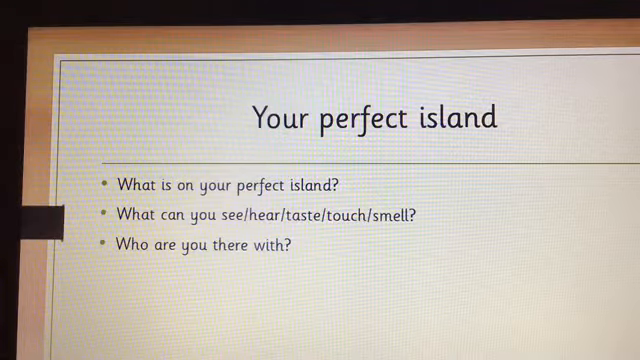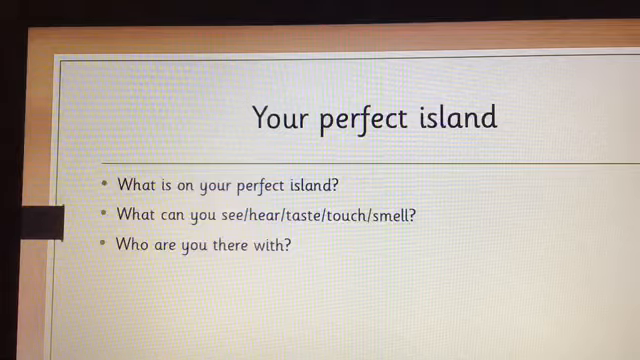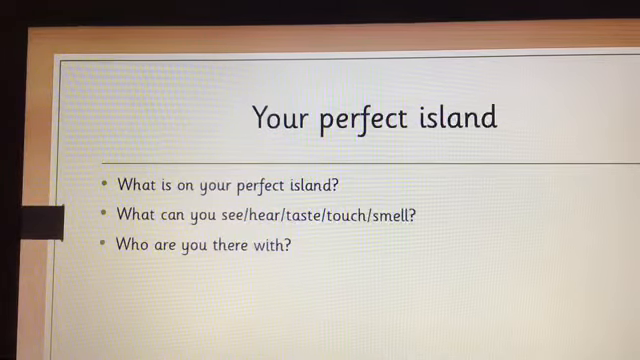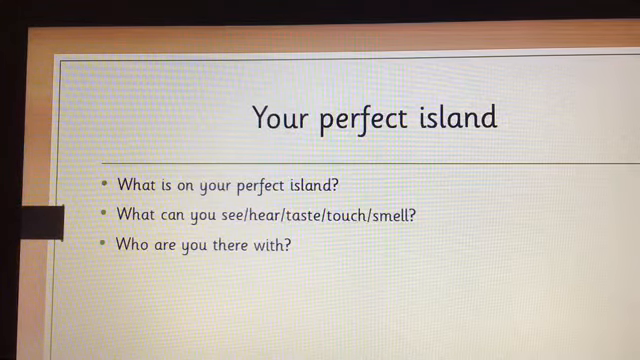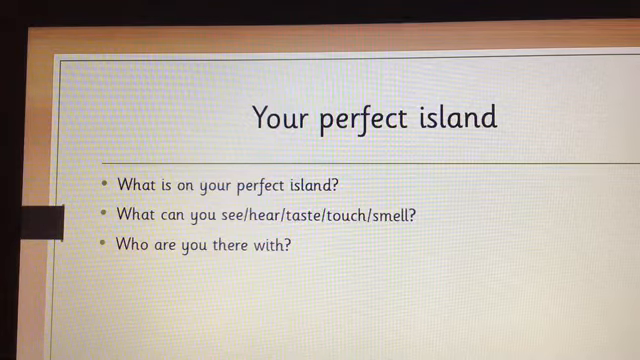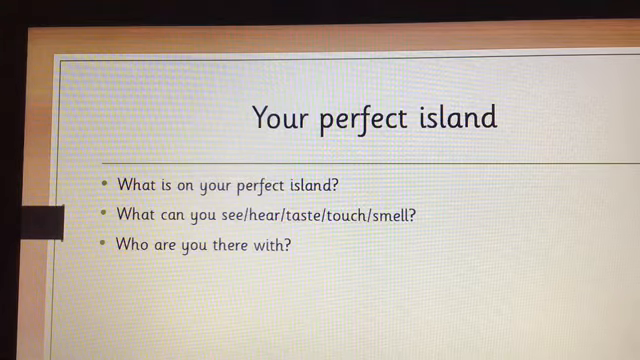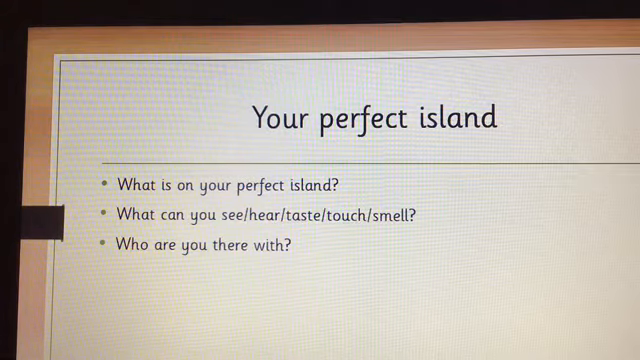Okay, so it's your turn now. I would like you to write about your perfect island and describe it to me, please. What would be on your perfect island? What can you see? What can you hear? What is there to taste on the island? What is there to touch? What can you smell? Who are you there with?